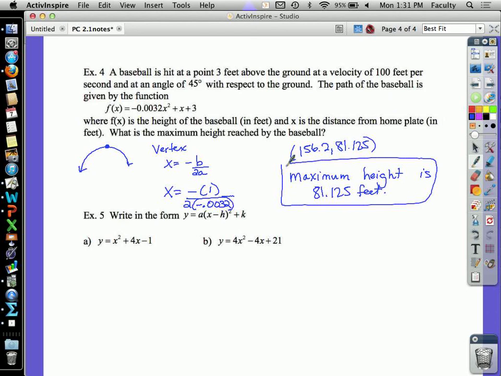All right, any questions on that? But you do want to think about, what are you trying to find in the vertex? Is it the x coordinate or the y coordinate? All right, go ahead and try example 5, A and B. I'll give you a head start. And then we're going to do some word problems to see if we really do understand this.